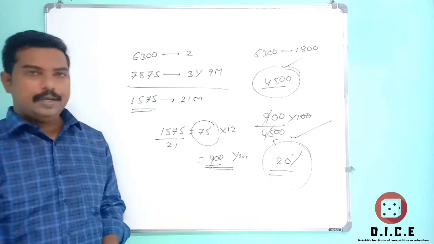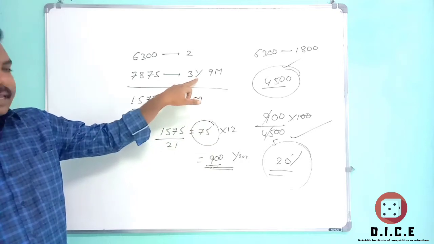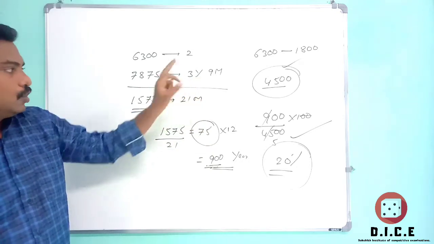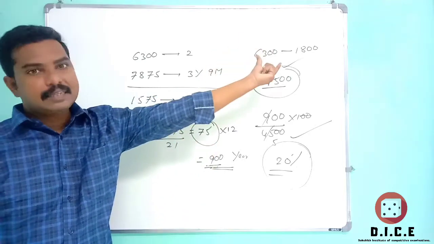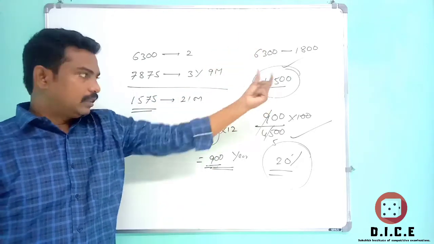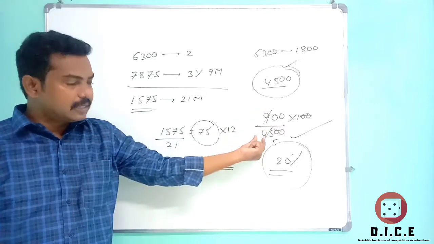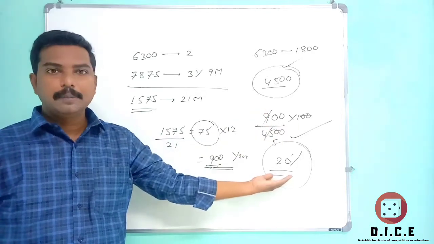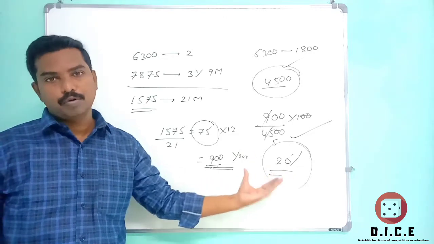The simple logic here is that we have to find out the interest per annum. Of course, in the second case, he mentioned it in months. So we calculate the interest per annum. We subtracted 2 years interest and got the principal value. The interest per annum is nothing but 900. 900 by 4500, the principal value, into 100, is nothing but the rate of interest, 20%. This is the easy process.